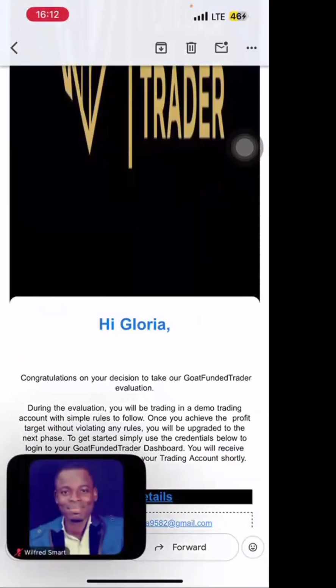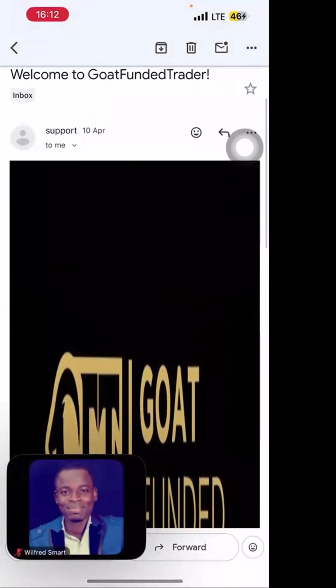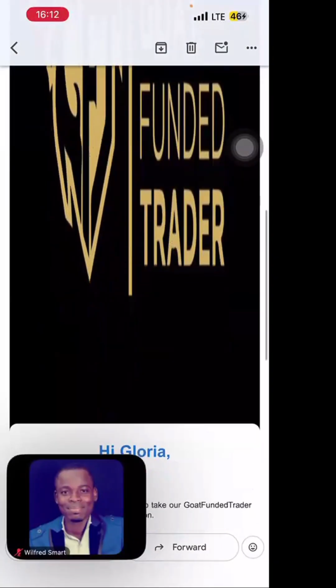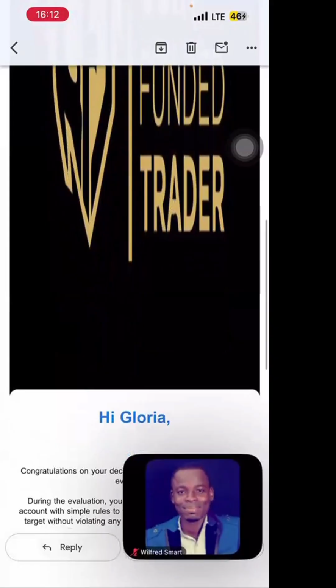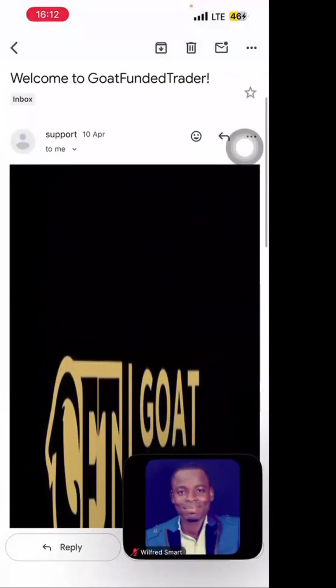You can see this was an email sent to me by GoatFunded. You can see the date, 10th of April, and you can see the account given to me. It gave me a 100K evaluation account, one phase, meaning that I just need to make $5,000 on this account and I'm a funded trader, right? This comes in partnership with Akashx.